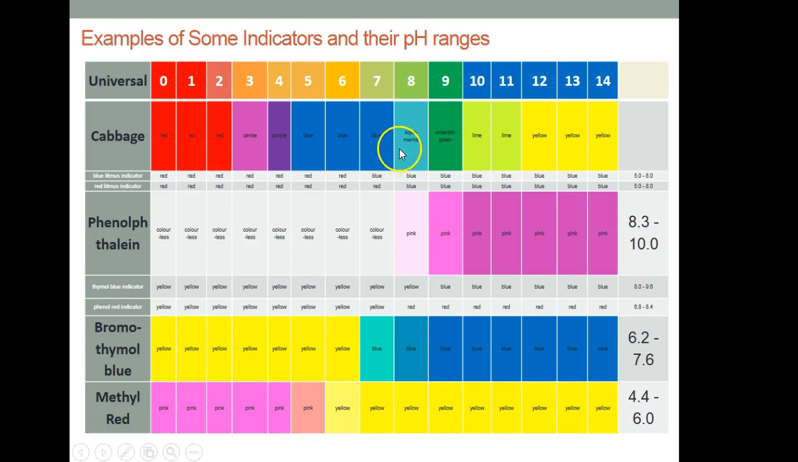Okay. Same thing with the cabbage. With cabbage and universal indicator, you're able to use this in various types of acid-base neutralization, whether it's a strong acid, strong base, or weak acid, weak base, or weak acid, strong base, and so on, all right? Because they have so many different distinct color changes at different pH ranges, okay?